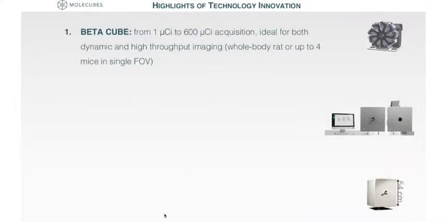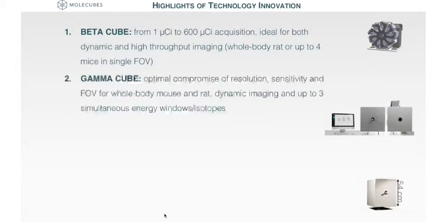So to summarize, our beta cube is our PET system with an actual field of view of 13 centimeters, and it enables imaging in a broad activity range from 1 microcurie to 600 microcurie. And this is ideal for both dynamic and static acquisitions and also high throughput imaging. You can image 1 rat or 4 mice simultaneously.